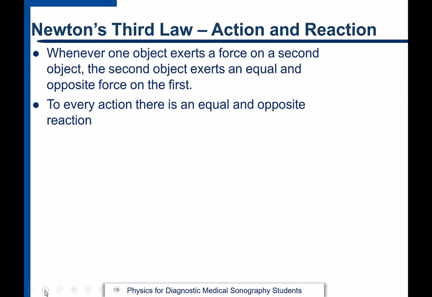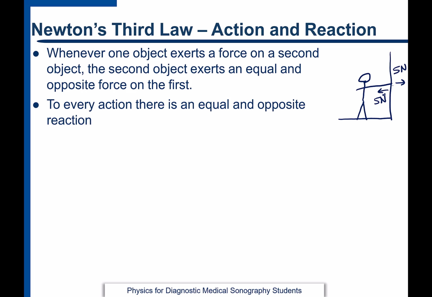So what Newton's third law says is not only do forces always come in pairs, but the forces are always equal in magnitude and opposite in direction. So back to me pushing on the wall. If I'm pushing on the wall with a certain force, let's say I'm pushing on the wall with a force of 5 newtons, the wall is pushing back on me with a force of 5 newtons. So not only are they in opposite directions, but they're equal in magnitude.